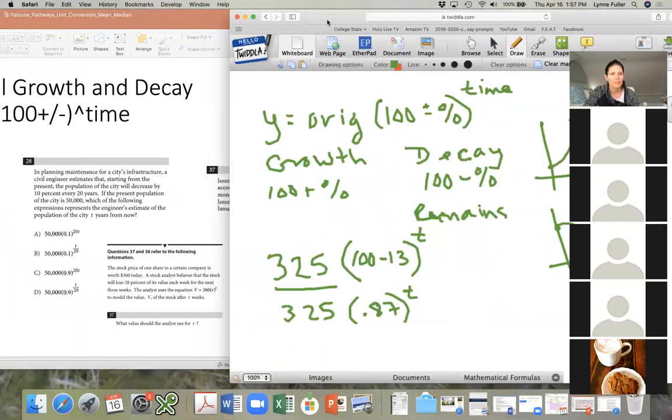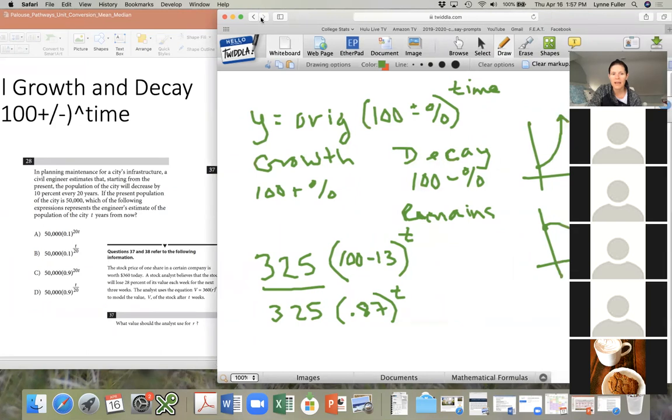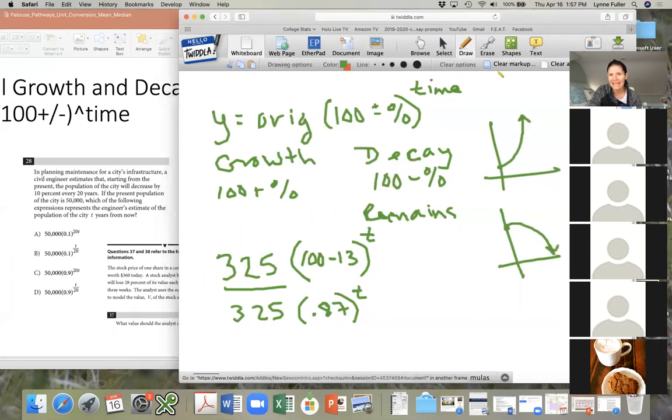All right, here we go. In planning maintenance for a city's infrastructure, a civil engineer estimates that starting from the present, the population of the city will decrease by 10% every 20 years. So this is where exponential growth and decay get a little tricky.